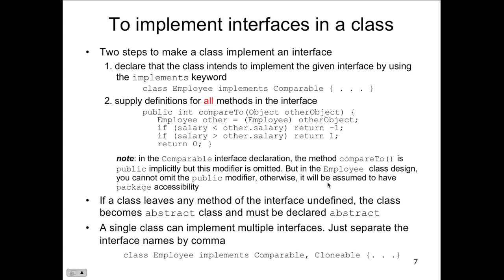So if the class leaves any of the methods of the interface undefined, the class becomes abstract and must be declared as abstract. So we decided to create the Employee class, and we're extending whatever we want, because we can also extend as well as implement. We're going to implement Comparable, but we're not going to implement compareTo, which is in the interface Comparable. Then we've just created an abstract class. And because there's an abstract method in this class, we have to make the class abstract.